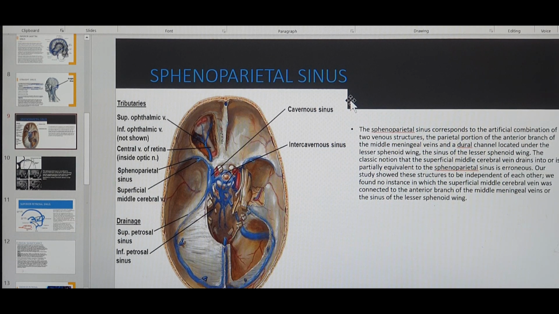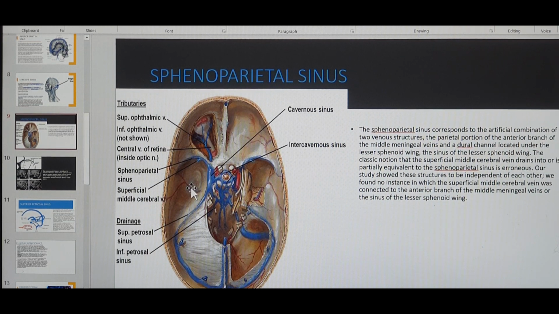Now it has huge clinical significance because there was a previous misconception that the Parietal sinus was a union of something else. But today's research suggests that the Parietal sinus corresponds to the artificial combination of two venous structures. That's the parietal portion of the anterior branch of the middle meningeal vein. As you can see over here, this is the Parietal sinus.